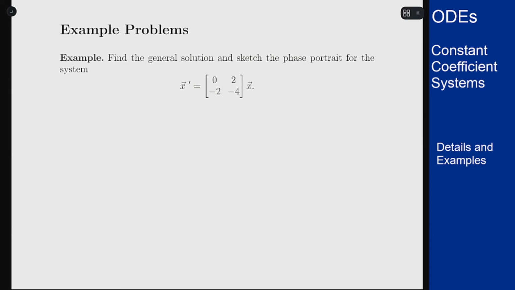In this video, we'll work out two examples of finding general solutions, solving initial value problems, and sketching phase portraits for constant coefficient systems. The first one we're going to solve is this one here: x' = [[0, 2], [-2, -4]] x.